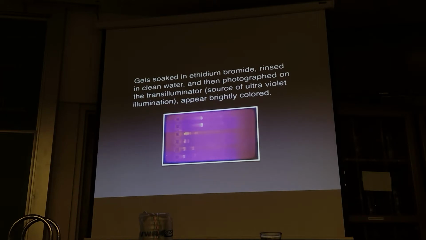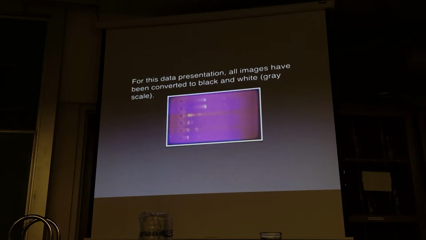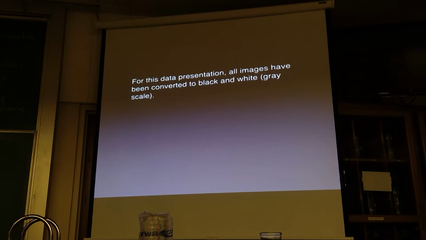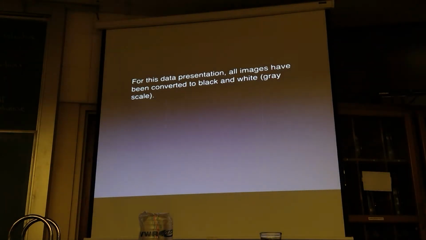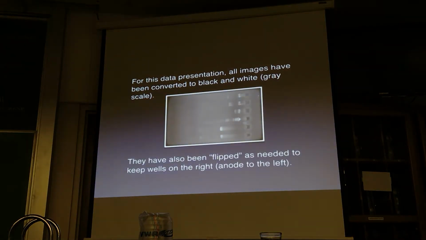So the brightly colored bands, that's DNA stained with ethidium bromide, I turned them all to grayscale, so I made them all black and white. And then I turned them all around so that the gels are always on the right-hand side. So the DNA appears to be running to the left. This is just so we've got consistency with our pictures, so you can kind of get a feeling for what we're looking at.